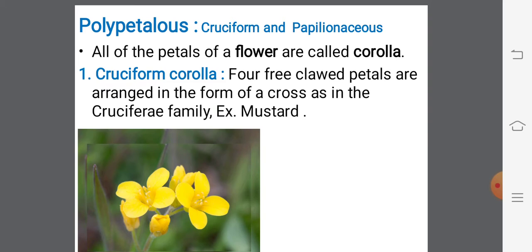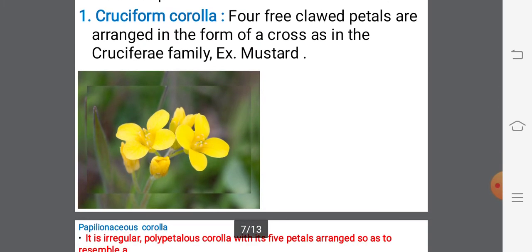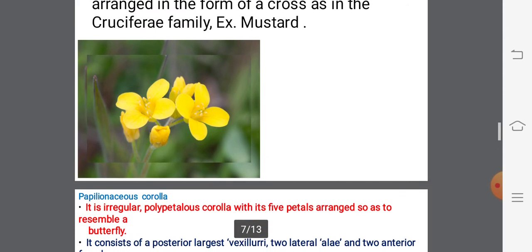So remember the proper names. All the petals of a flower are called the corolla. A good example is mustard. There are four free clawed petals. Clawed means like a spoon: the upper part is larger and the lower is narrow. Petals are arranged in the form of a cross as in the cruciferous family. The botanical name is Brassica oleracea, called mustard.